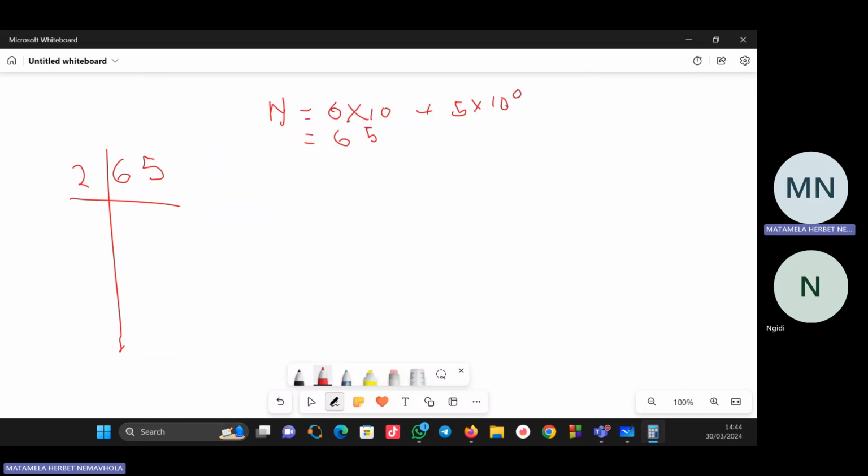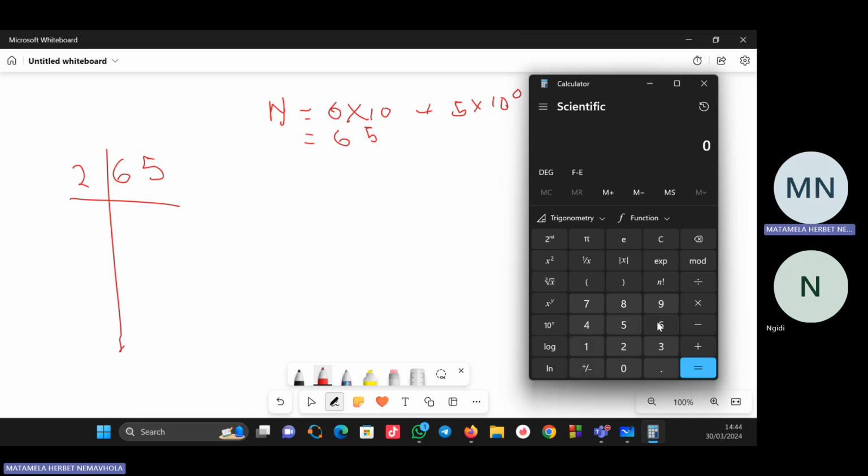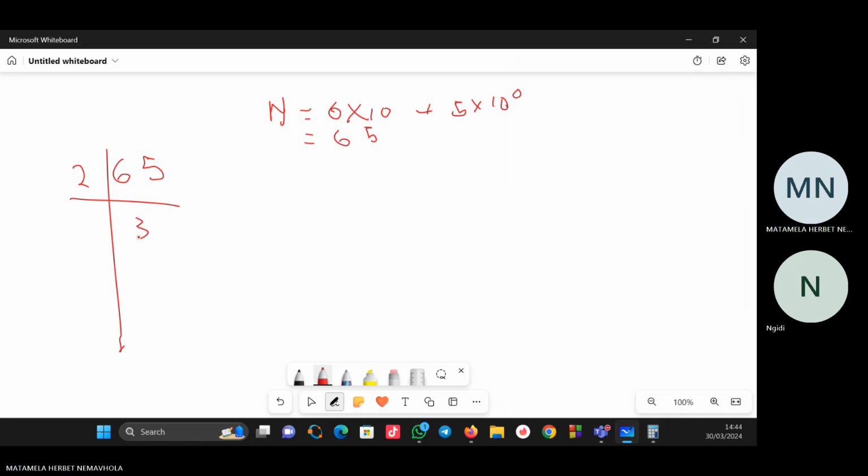If you use your calculator and divide 65 by 2, you will see that it goes 32 times. 32 times 2 is going to give you 64. What is the remainder? The remainder is going to be 1. You see that? Then you divide 32 by 2 again. If you don't get a remainder, you don't write anything. When you divide 32 by 2, you get 16, and the remainder was 0.